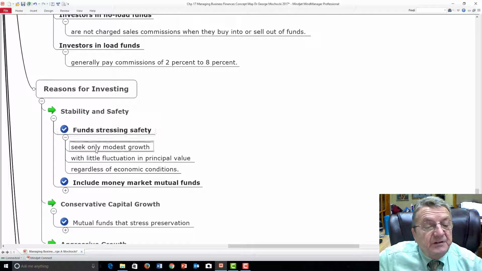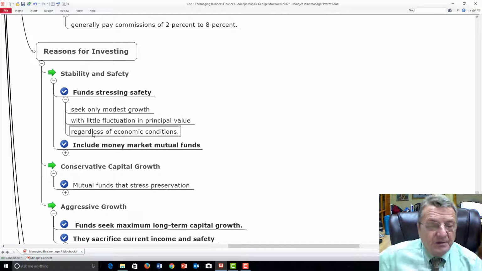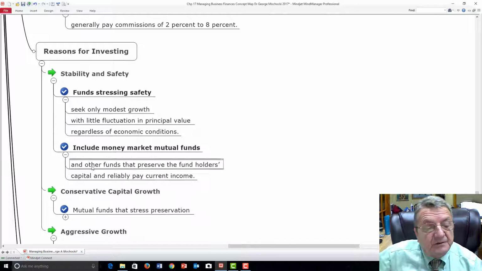A fund stressing safety seeks only modest growth with little fluctuation in principal value, regardless of the economy. All of a sudden, I'm looking for safety. I want the safe fund. Some of the utilities are fairly safe. Money market funds are good ones that have preserved the fund holders' capital and provide reliable current income.